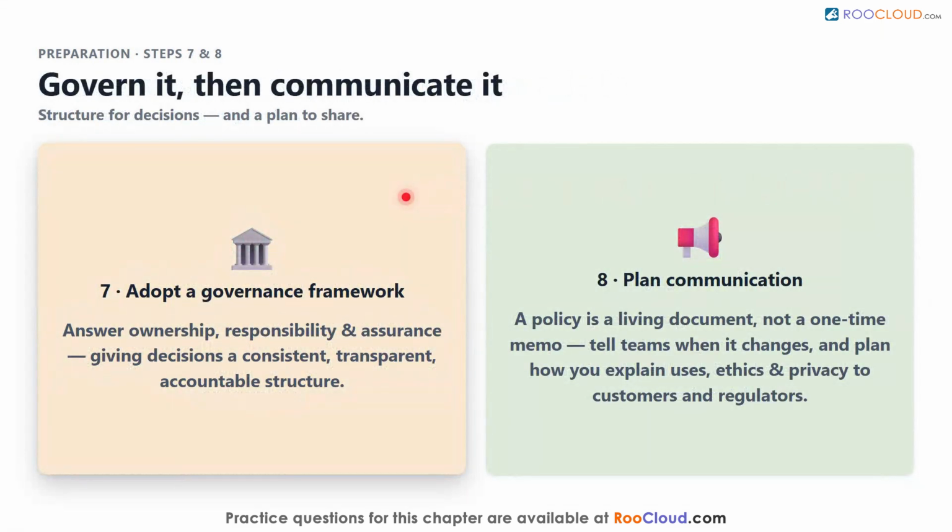The seventh step is to adopt a governance framework, which answers the questions of ownership, responsibility, and assurance, and gives decision-making a consistent, transparent, and accountable structure.